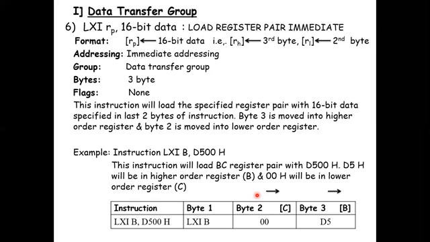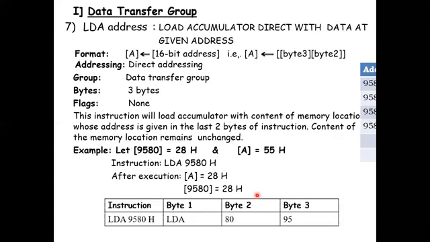This instruction will load the specified register pair with the 16-bit data specified in the last 2 bytes of the instruction. Byte 3 is moved into the higher order register and byte 2 is moved into the lower order register. Example is LXI B, D500. Another one is LDA address, an 8-bit data load from the direct address. LDA 7000 means the content of 7000 will be loaded into the accumulator.